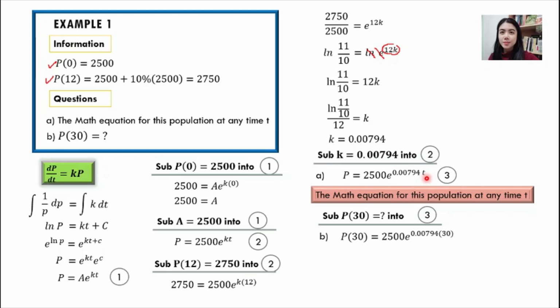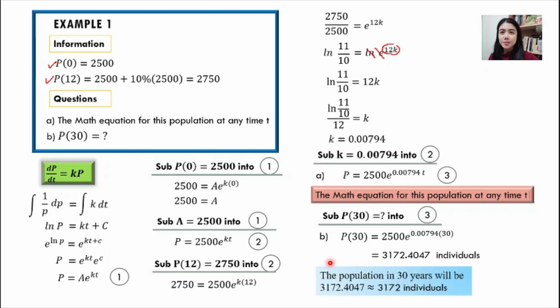Let's just substitute it. We have the next line, and use your calculator to get the value. Then you will have 3172.4047 individuals. This means that we could estimate that the population in 30 years will be around 3,172 individuals.